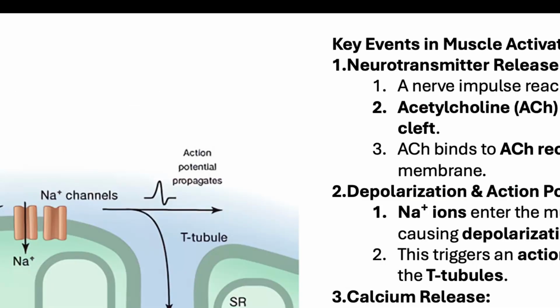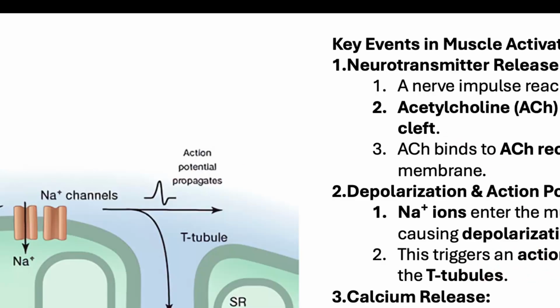So now again revisiting the key events in muscle activation and contraction. First, there is a neurotransmitter release of acetylcholine at the nerve ending in the synaptic cleft. Acetylcholine binds to acetylcholine receptors on the muscle cell membrane, leading to depolarization of the muscle cell membrane, or the sarcolemma, because these acetylcholine receptors trigger the opening of sodium channels.